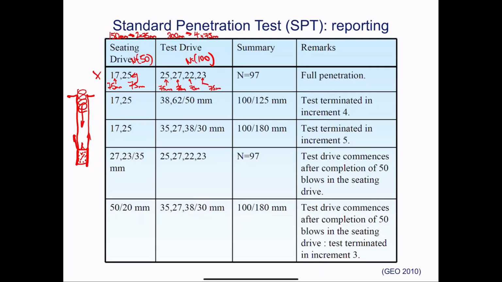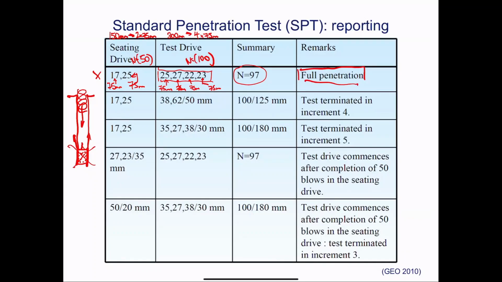So if you add up these four 75 millimeter increments, you get 97. So that's less than 100. So you never had to terminate at any point, right? So then your N value for this soil, or at this depth here, would be 97, because we only take the accumulated blow counts for the testing drive, right? So in some remarks, you would see full penetration. You ran into no problems at all.